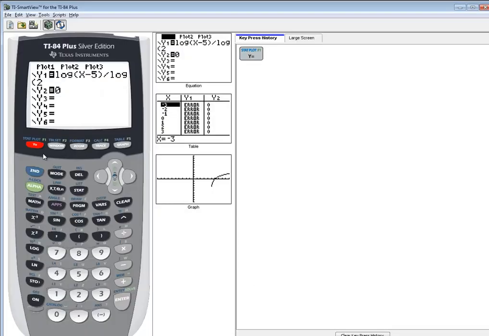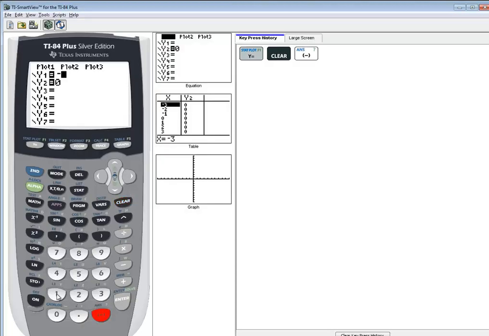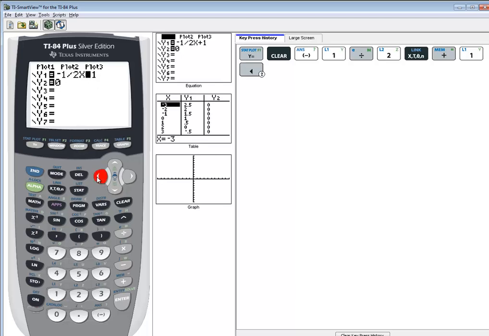So press y equals, press clear wherever in that line, and we'll put in our first one here, which is negative 1/2 x plus 1. So negative 1 divided by 2 x plus 1. Now look where my mouse is. Try not to do this too fast. Sometimes this hangs up my emulator. It shouldn't hang up your calculator.